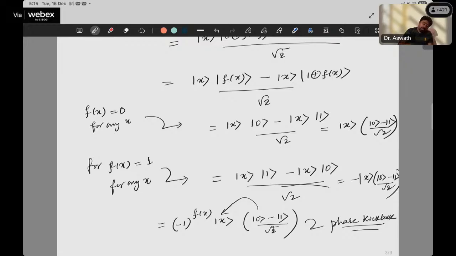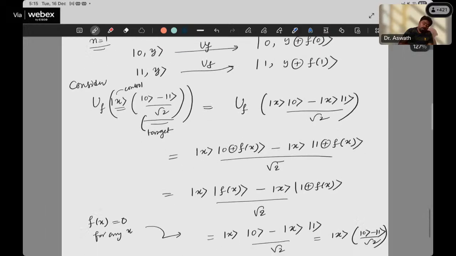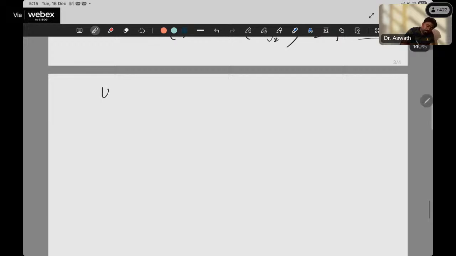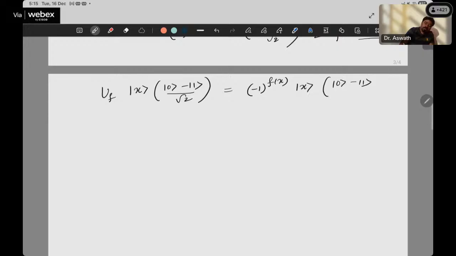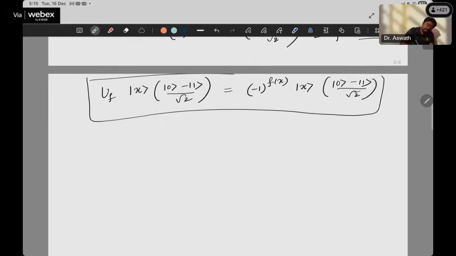So you can now conclude that the unitary function acting on some x, with the control as the query and the target in a negative superposition, is equal to simply minus 1 to the power of f of x, x cat 0 minus 1 divided by square root of 2. Okay, this is the result which we will be using to find our psi 2.